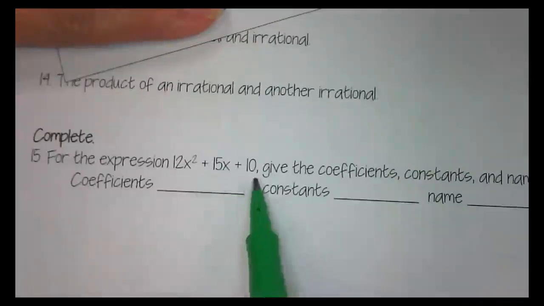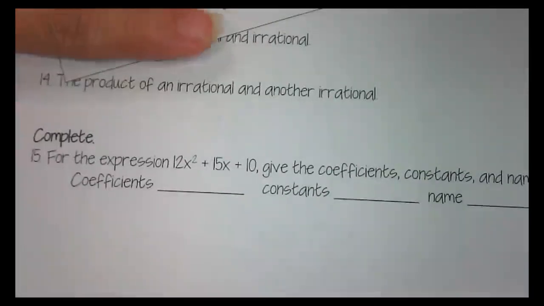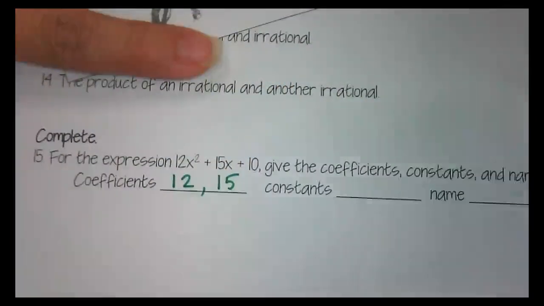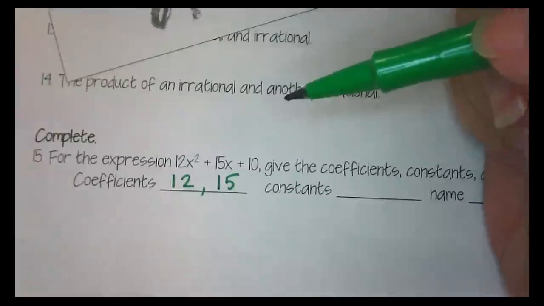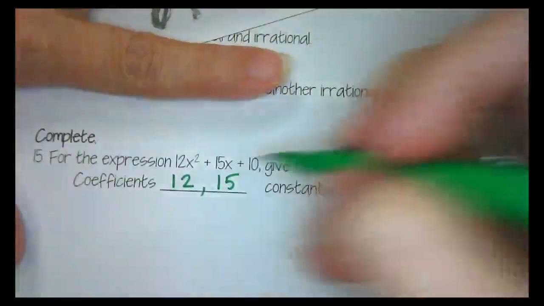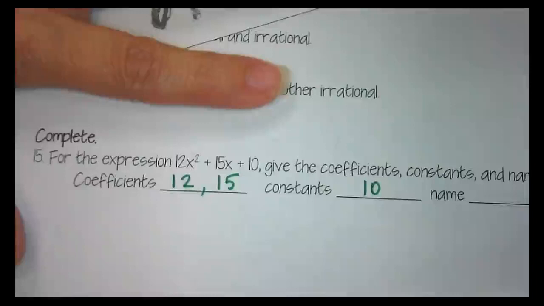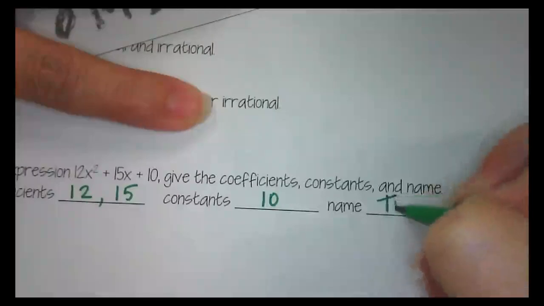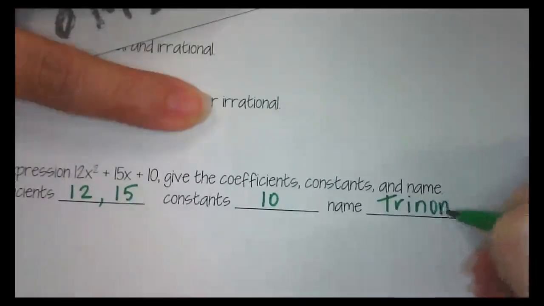All right, next up, for the expression. So we have this expression, give the coefficients, constants, and the name. All right, so the coefficients are 12 and 15. The coefficients are the numbers in front of the variables. The constant term is 10. That's the one without the variable. And the name of this, it has 3 terms, so this would be a trinomial.